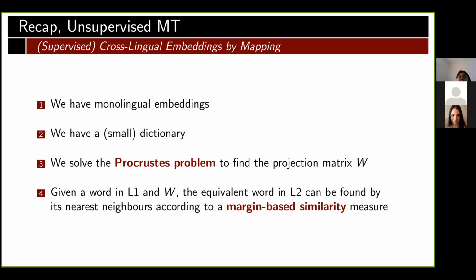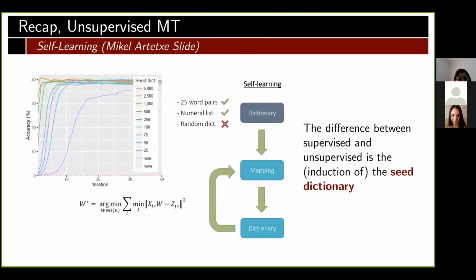And then when we have all the embeddings in the two or more languages in the same space, we can find the translation of one word in one language just by looking at the closest word in the other language. And we will be doing this using this margin-based similarity measure to see which words are close to each other. And that was all for getting cross-lingual embeddings in the supervised setting. And we also saw that it was very close to what we will be doing for unsupervised embeddings.